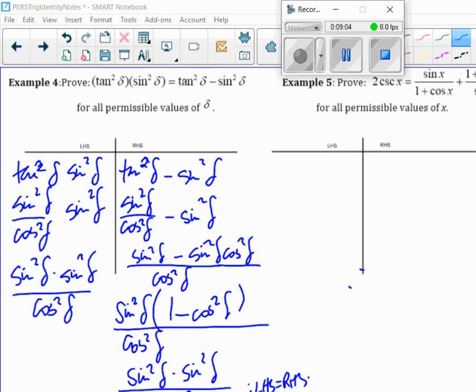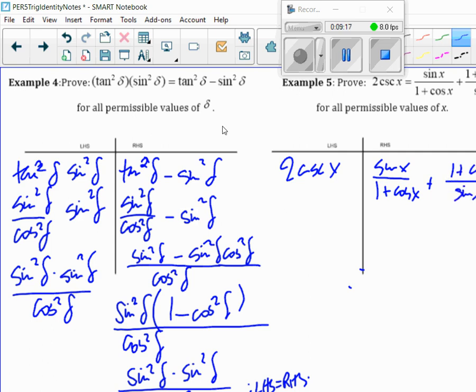Okay, so now we're going to do the next one. 2 cosecant x is sine x over 1 plus cos x plus 1 plus cos x over sine x. Okay, so watch. Don't get confused between the 1 minus cos squared x. That's not 1 minus cos x, right? It has to have the square for you to actually use some of these identities, right? Okay, so what should we do first?